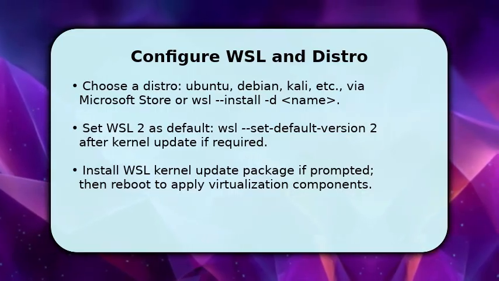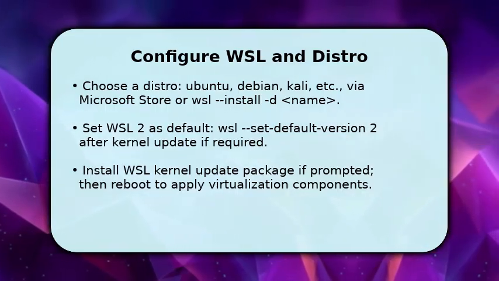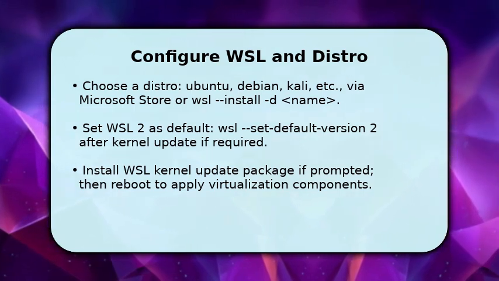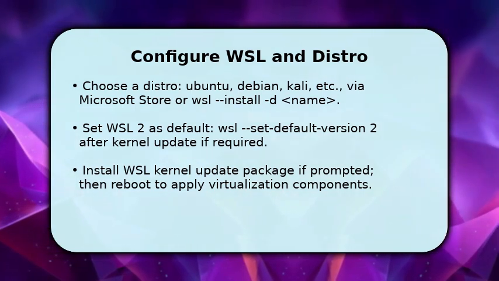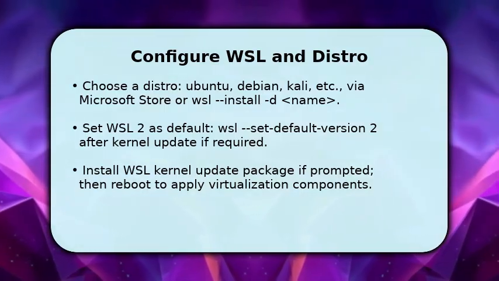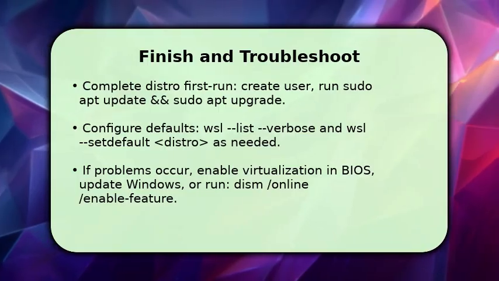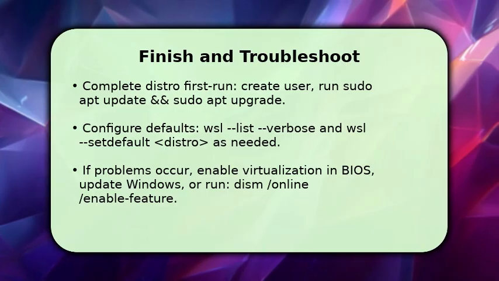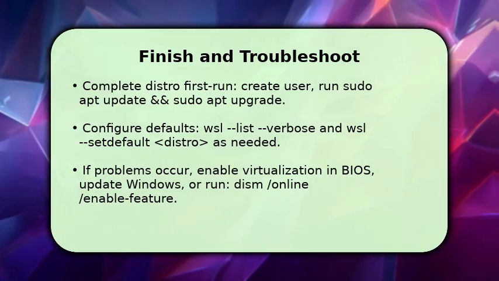If the kernel package was required, follow the installer, then reboot. After reboot, launch your distro to complete first-run setup. Create your user account and password. You're almost done. Open the newly installed distro, create your Linux user, and immediately run sudo apt update and sudo apt upgrade to bring packages current.